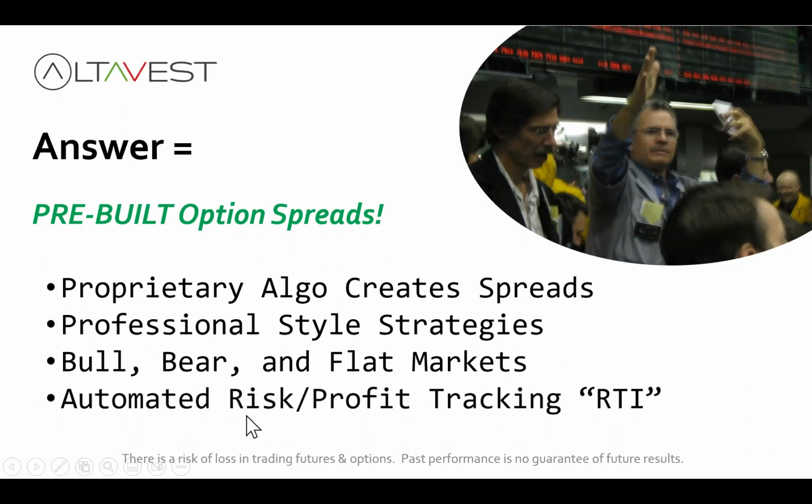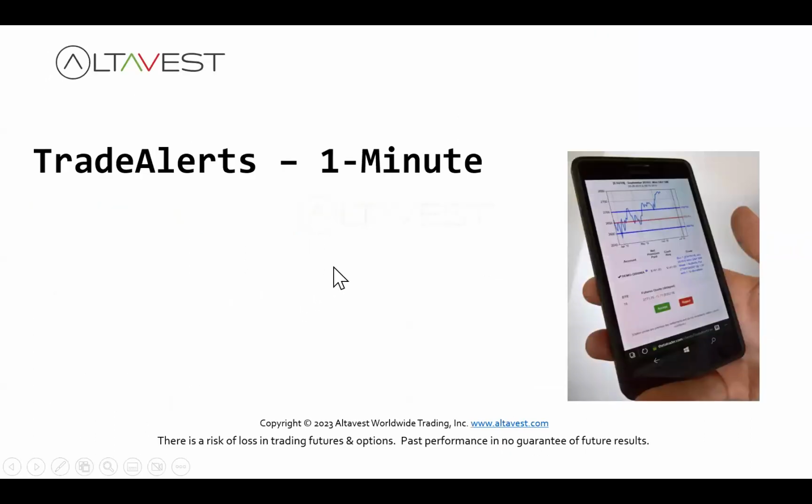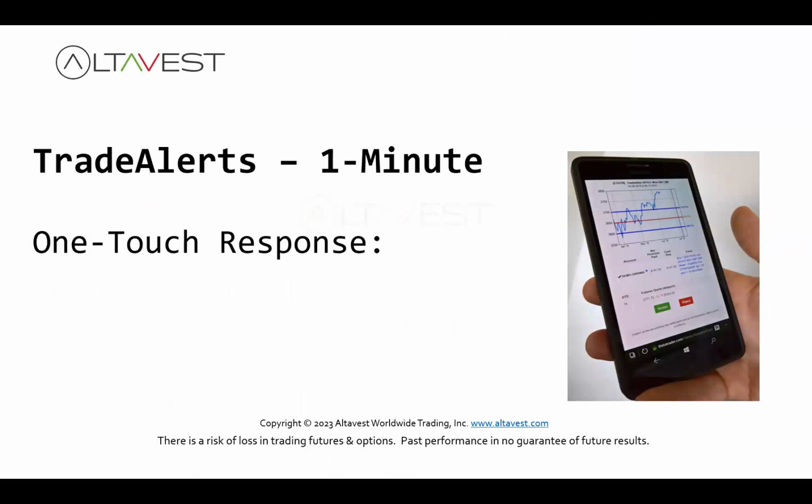And then we use automation. So you don't have to sit in front of the screen. Basically, the software will do that for you, and it monitors and tracks your risk and your profit. And you're going to be out of that trade according to the automation. So you do not have to sweat over when to get out of that trade. Then we also have trade alerts that come along with this. And these are what we call one-touch responsive trade alerts. Just a screenshot of an example. You'll receive an alert on your phone or email, and you can respond just by touching the screen.